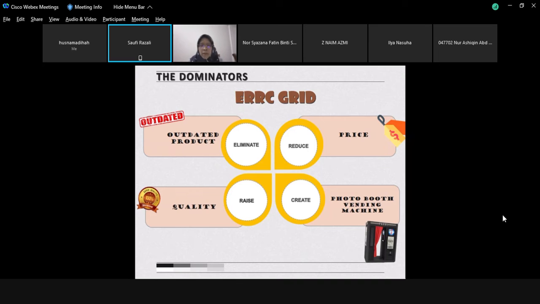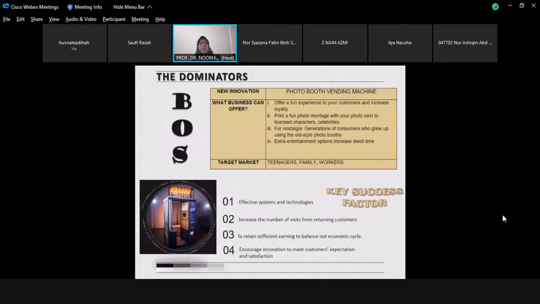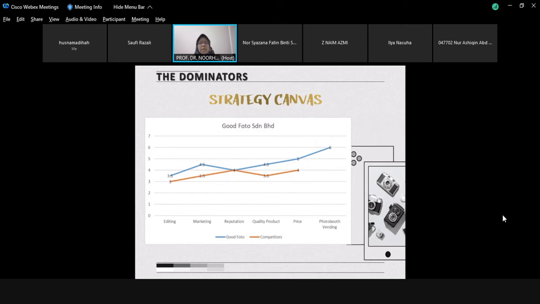Okay, good try, thank you. Actually, ERRC should be mapped directly to the strategy canvas. Here you see this group says reduce price. Look at the strategy canvas. Let's go down to the strategy canvas. Here price is going up. So there's no match. That's incorrect.